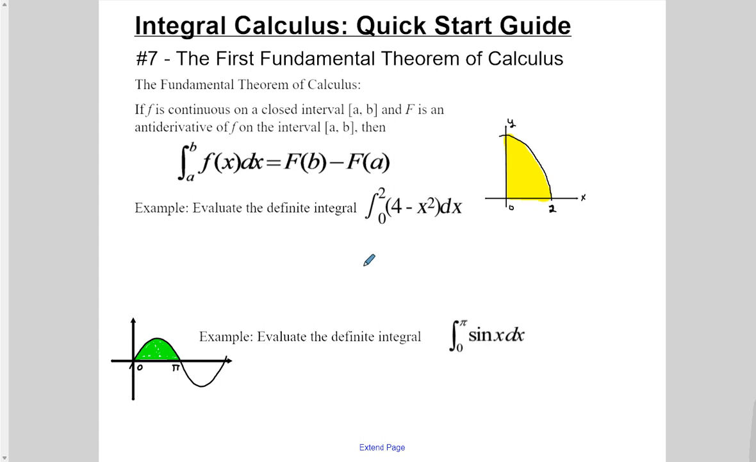So one of the areas that we start out with when we talk about this situation, if we've got the integral from a to b of f of x dx, we say, all right, if f of x is a continuous function on a closed interval from a to b, and capital F is its antiderivative, just what we talked about at the beginning of this quick start guide, then we see that the antiderivative evaluated at b minus the antiderivative evaluated at a will give us the value under that curve.